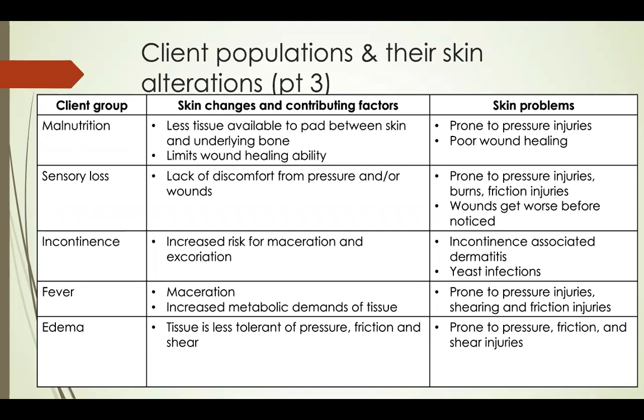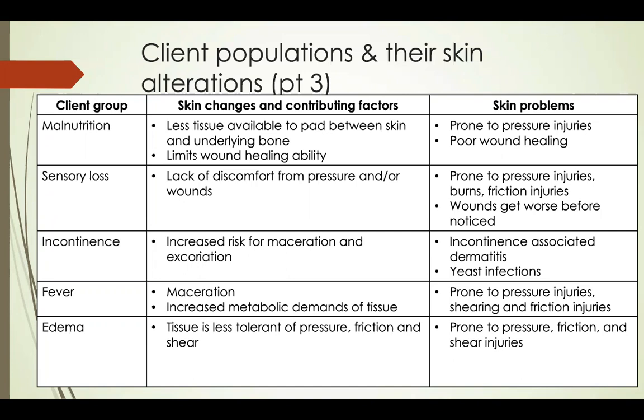Sensory loss, again, you won't have that discomfort from being in the same position or getting a sore, so your body doesn't know until it has an injury, so you're more at risk for those types of injuries. Incontinence, so you're going to have excoriation, you're going to have maceration, you're sitting in wetness. Stool has a lot of acid in it, so that's really harmful for the skin as well. So you're more likely to have dermatitis and yeast infections.